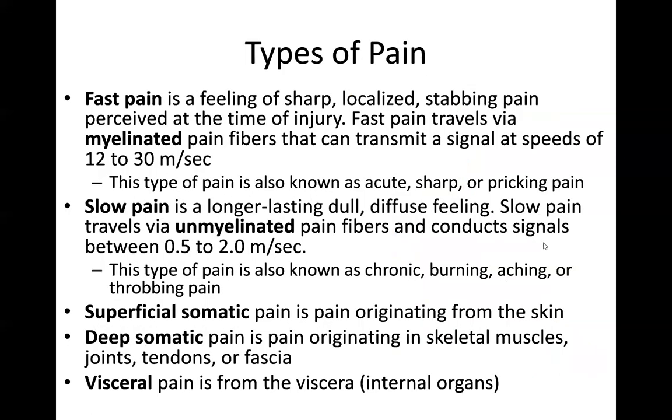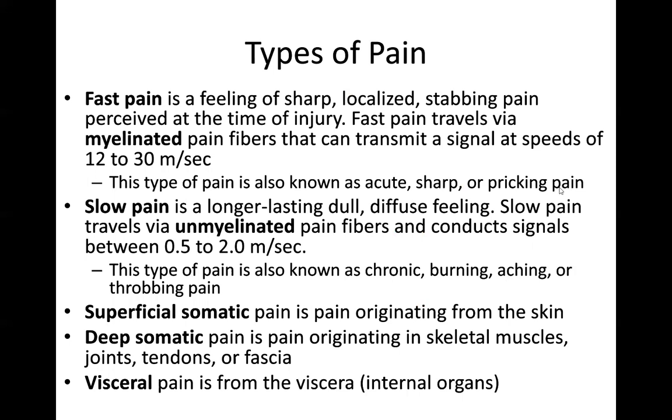In the case of fast pain, it's going to travel by way of myelinated pain fibers, transmitting signals at 12 to 30 meters per second. So that's an incredible amount of speed, and therefore the signal gets to our brain from our periphery very, very fast. We can also describe this pain as being acute, sharp, or pricking pain.